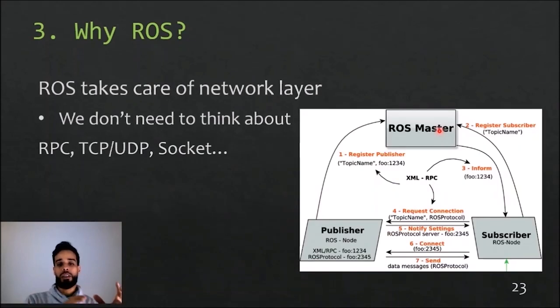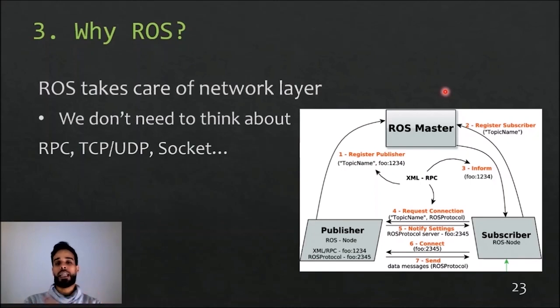Also, ROS will take care of the network layer. For example, we said that our nodes, our programs, will communicate together, but when we have a publisher and subscriber in software engineering, we know that there's maybe an RPC or socket communicating and we need to handle the TCP UDP packets. But in ROS, no, ROS will take care of this network layer. So we don't care about RPC, TCP, UDP or sockets. We just send messages to the topic and the topic will automatically get the message to the subscribers, and we don't care even if the subscriber is in the cloud or on a network server or an internet server. We don't care about this transfer.